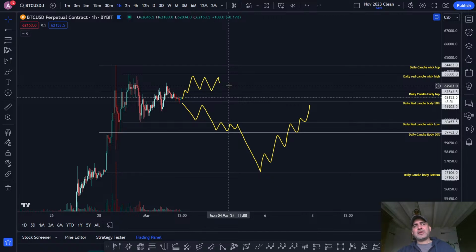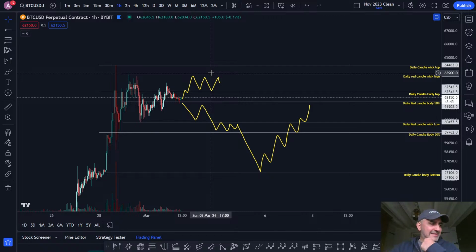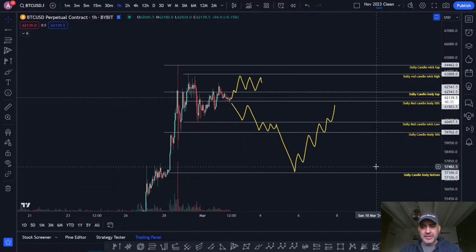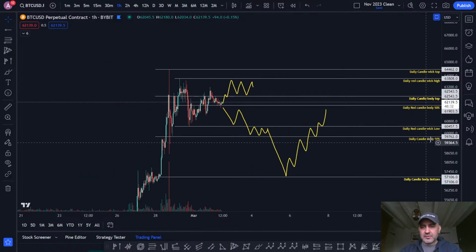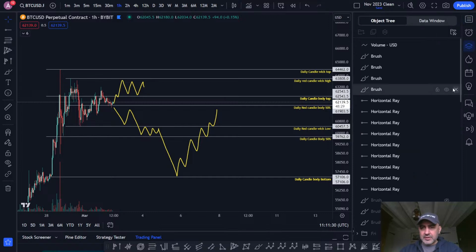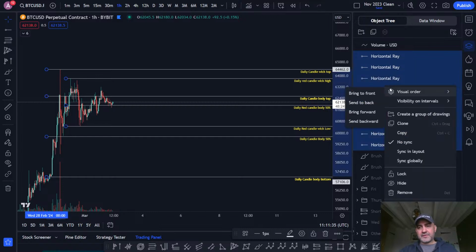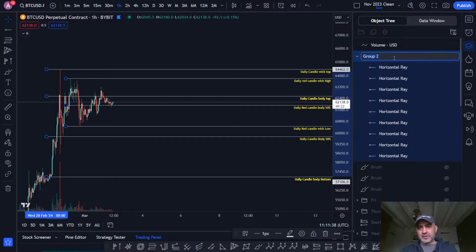The only exception is price discovery. In price discovery the price behaves slightly differently, but we're not there yet, so there's no point contemplating price discovery because we're still locked within ranges. All right, so this is just an easy explanation of how the price is probably going to move in this range. So let me just create a group and call it current candle range.